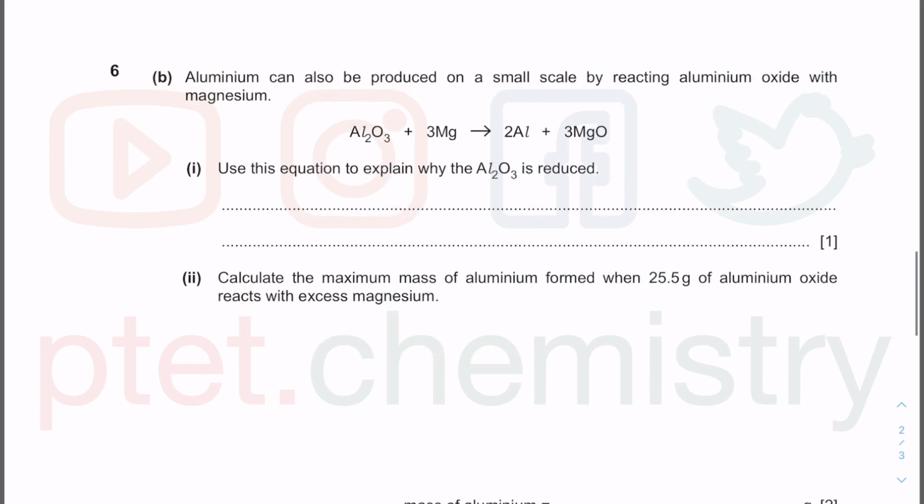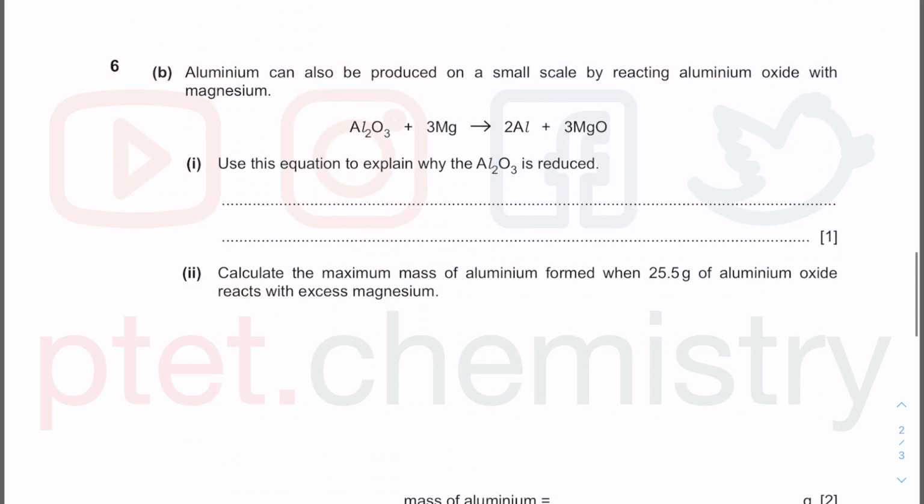Okay? Next question, we have aluminium. So aluminium oxide is going to be Al3 plus and O2 minus.